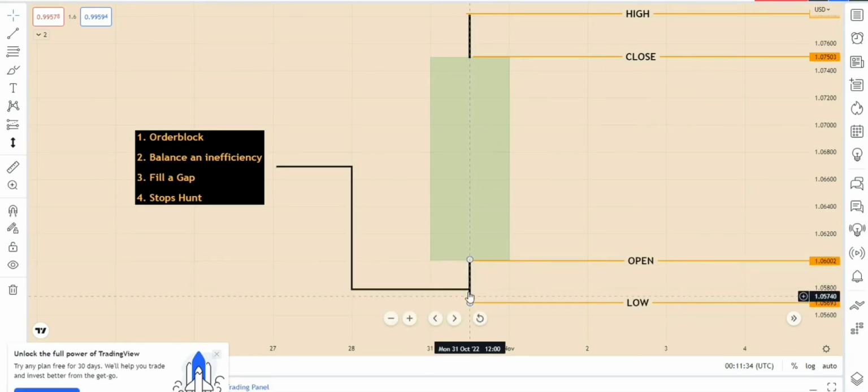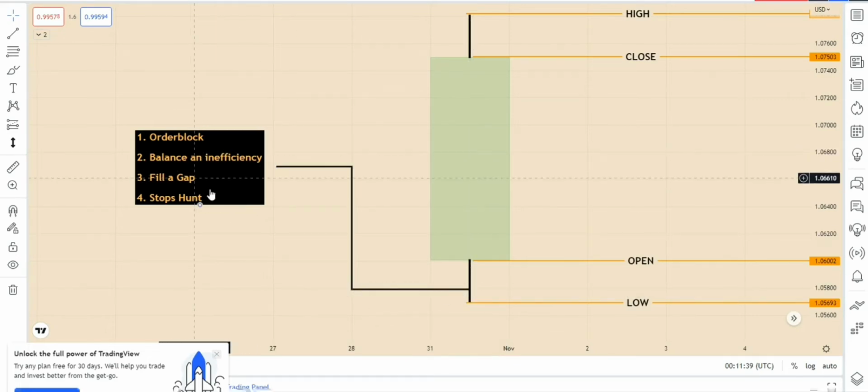And during the wick creation, the market will trade to one of these items. Either it will trade and stop an order block before going to the overall direction, or to balance an inefficiency before going to the bullish direction you anticipated, or it will fill in a gap before going bullish, or it will hunt stop losses below an old low in a lower time frame, like the 5 minutes time frame, before going in your overall direction.